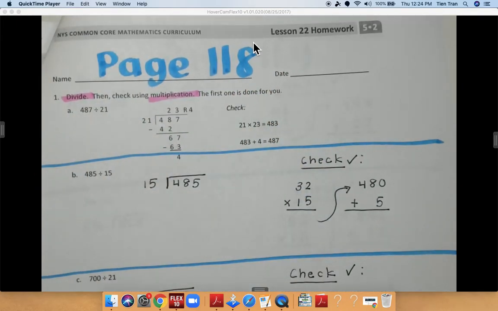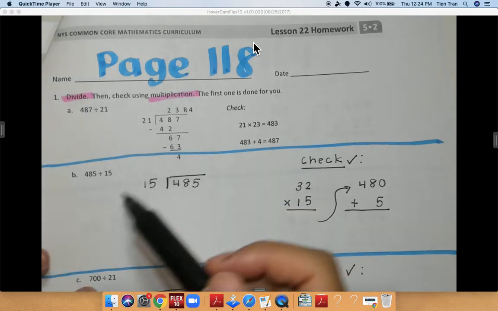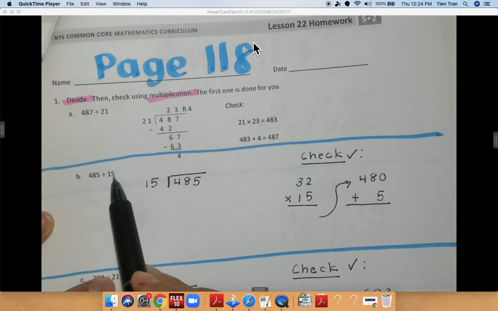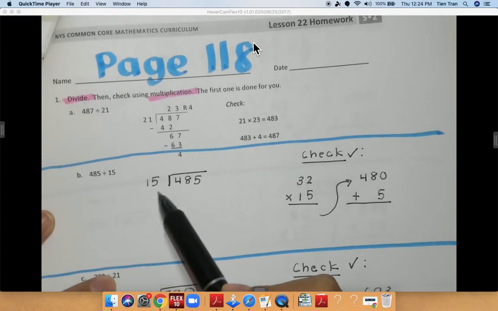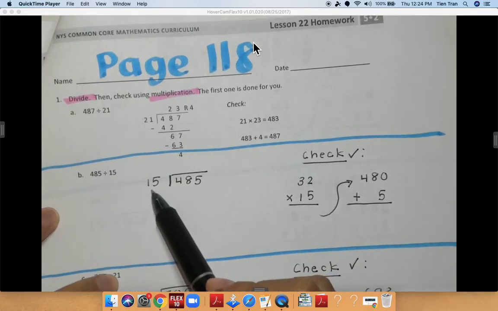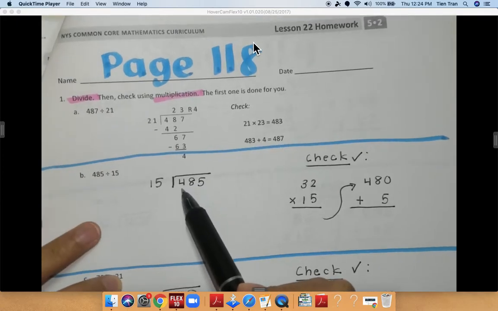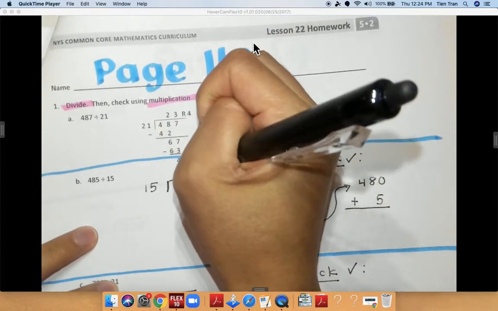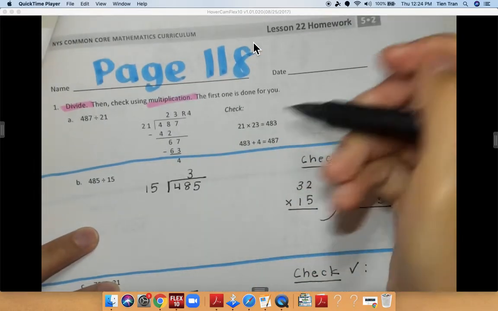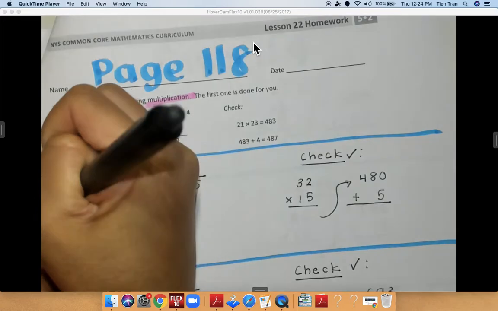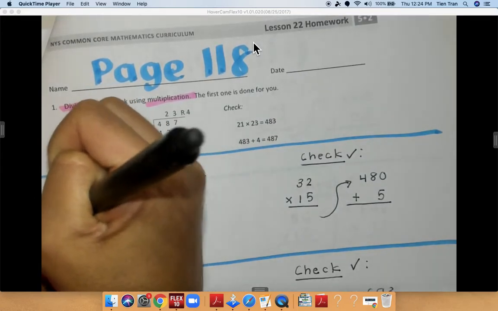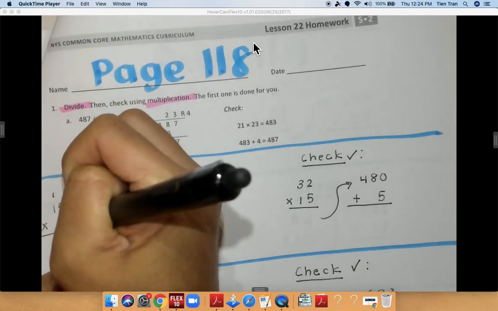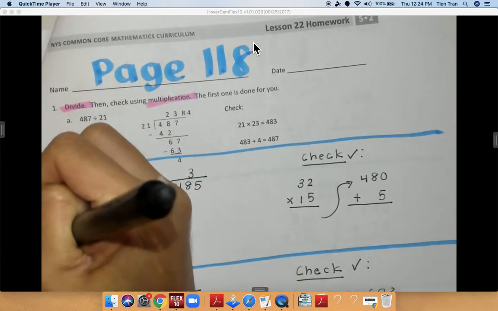So right here with problem B, we know that we're dividing 485, our dividend, and 15, our divisor. I need to make sure I figure out how many times can 15 go into 48. I know that 15 can go into 48 about 3 times. Okay, so let me show you why. I'm going to show you on the side. 15 times 3: 5 times 3 is 15. 3 times 1 is 3, plus 1 is 4.